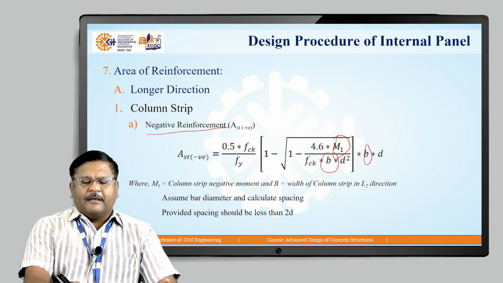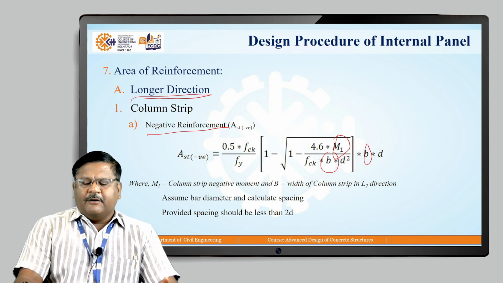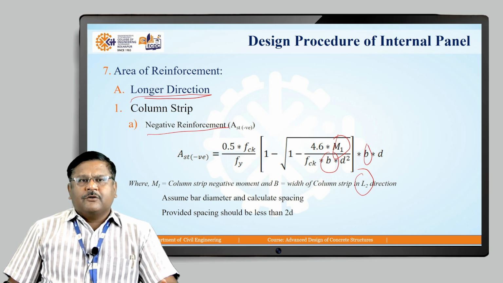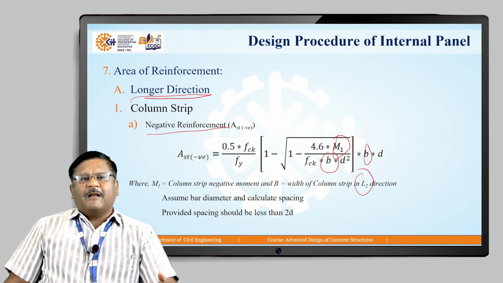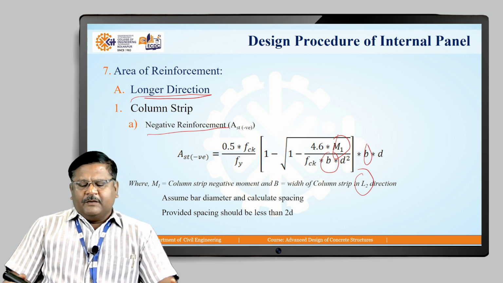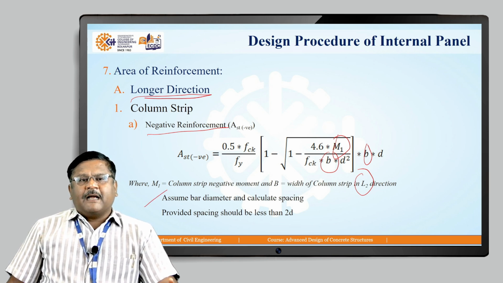You are going to calculate the steel for the longer direction, but while calculating you want to take the width in the other direction. That is the most important thing to keep in mind while calculating the reinforcement. Second, assume the diameter of the bar and calculate the spacing, and the calculated spacing should not be less than 2D, meaning a minimum 2D spacing you want to provide for the reinforcement.